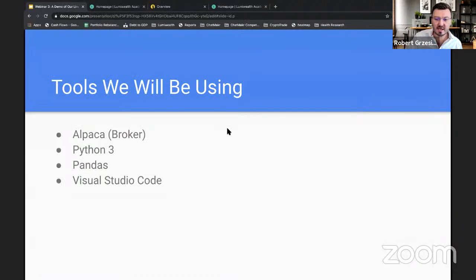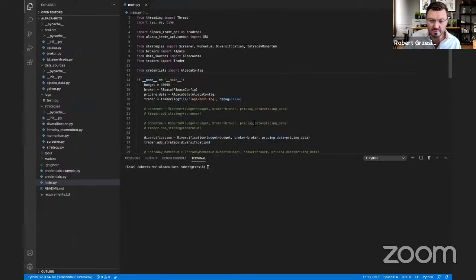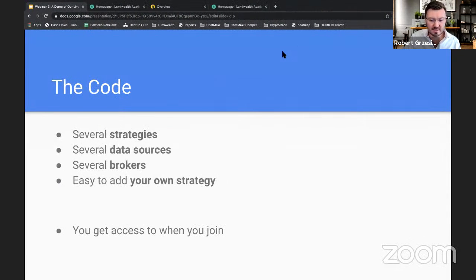Okay, so that's Alpaca. We're also going to be using Python 3, specifically Python 3. It's the newest version. Definitely recommend using it over 2. Pandas, which is basically a package within Python, and then Visual Studio Code, which is this right here. This is how we're going to be editing our code, right? It's basically a little text editor, or IDE is what we call it in the field, but it's very simple. It's basically a text editor with some stuff for code, right?